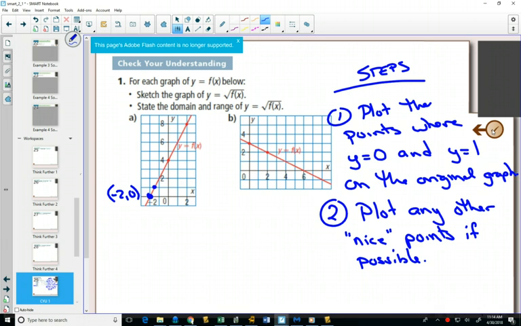Do I have 4? Yes, right here. I have the point 0, 4 on my original graph. So if I square root 4, I'm going to get 0, 2. Do I have any other nice points? Well, it kind of looks like I have 2.5, 9. So if I square rooted that, I would have 2.5, 3 on my square root graph.